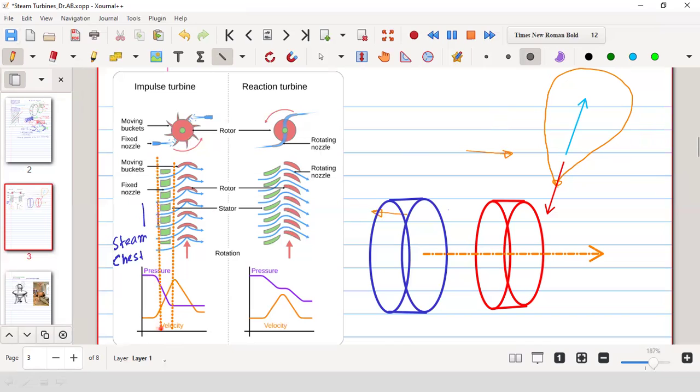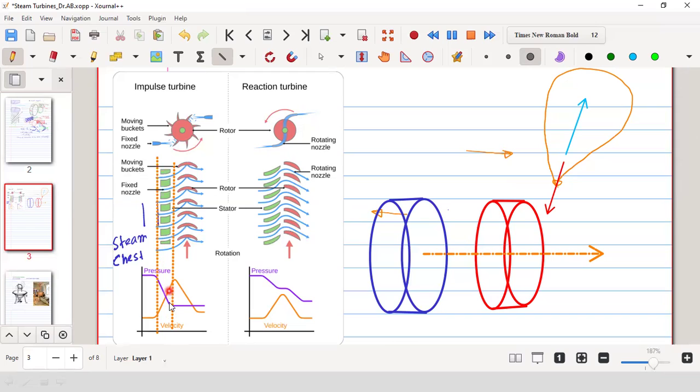Before the nozzle, there is no change and the pressure and velocity were constant. Then within this nozzle, there is a change. That means the steam suffers a pressure drop and the kinetic energy of the steam is increased. That means its velocity is increased due to the reduction in pressure.